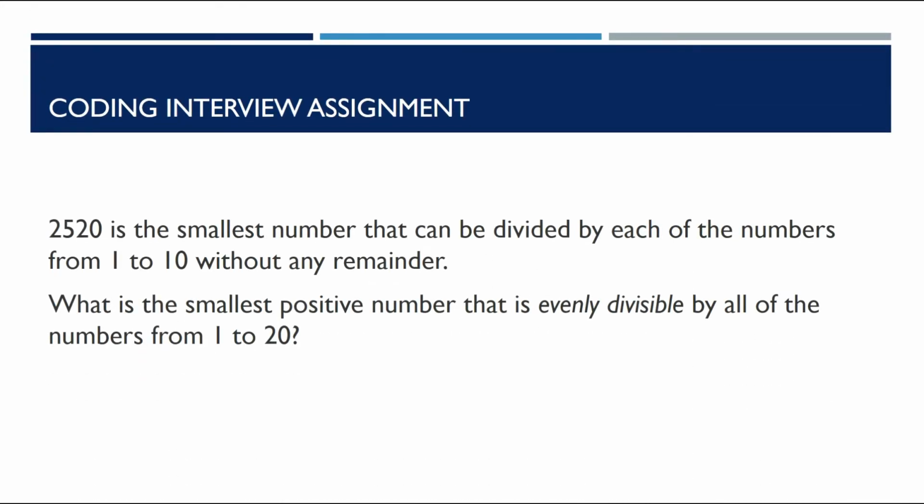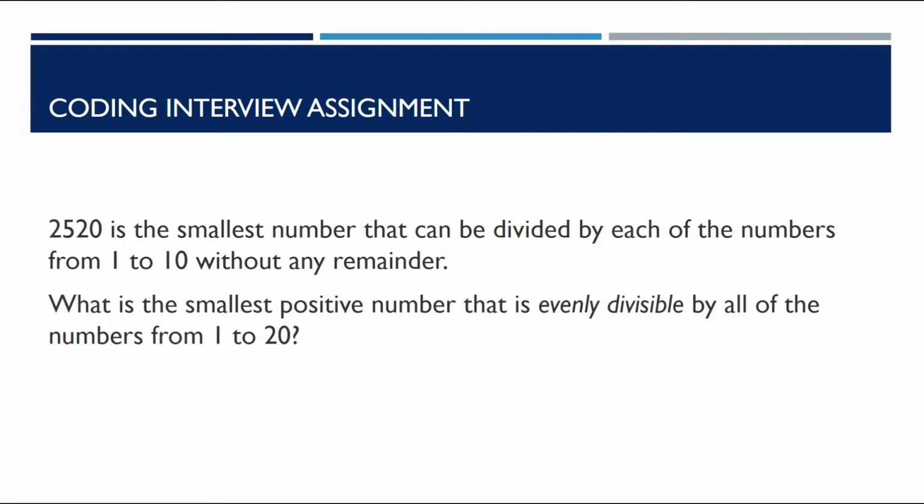Alright, so here's the coding interview assignment. So you have the number 2,520. 2,520 is the smallest number that can be divided by each of the numbers from 1 through 10 without any remainder. What is the smallest positive number that is evenly divisible by all of the numbers from 1 through 20?